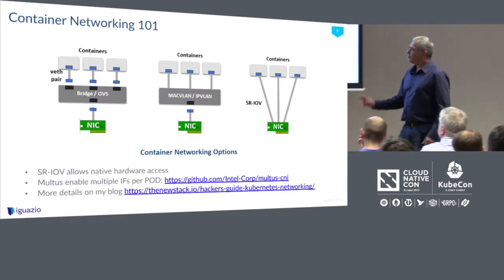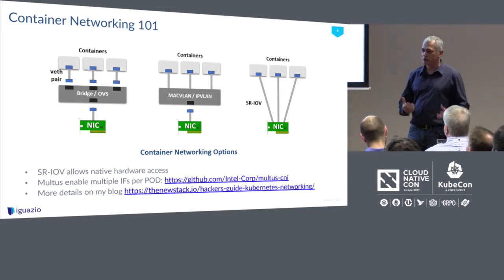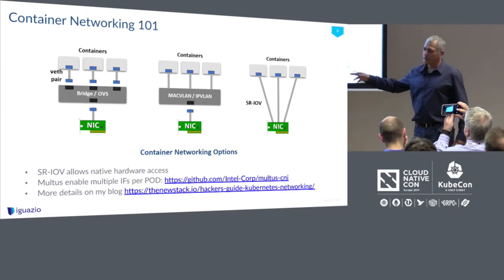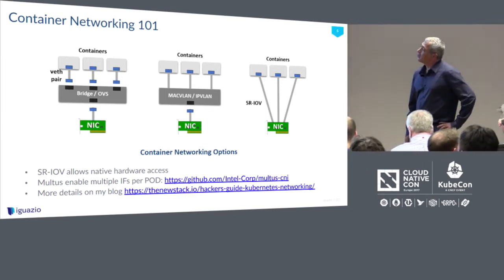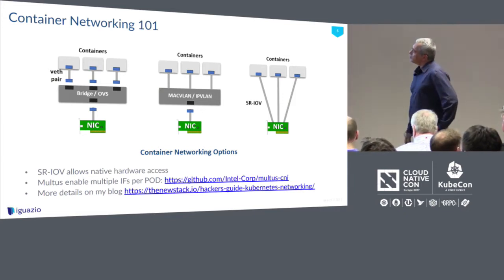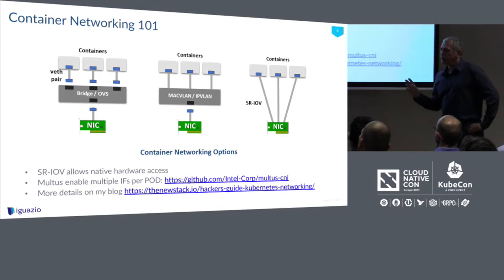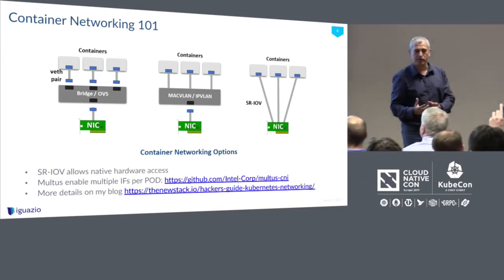So just maybe a little 101 of how networking works in containers. I had a nice blog post with more details on how to bypass those and how to diagnose those. So you can go to that link. You can see that basically there are three approaches to networking in containers. Basically, every container has its own network namespace.